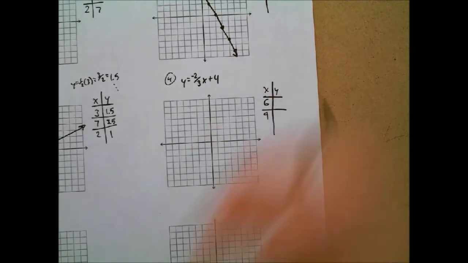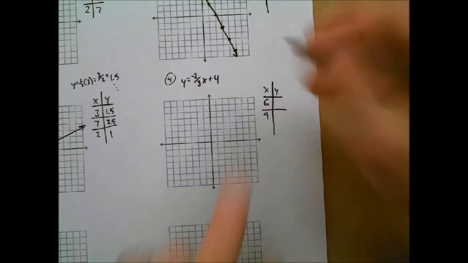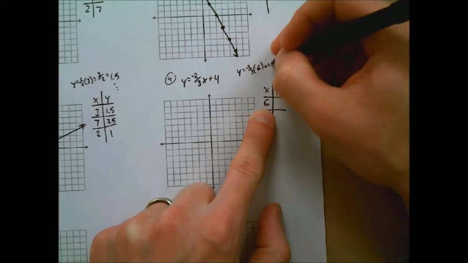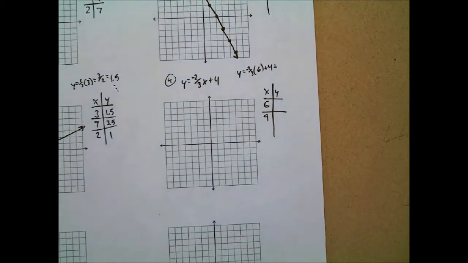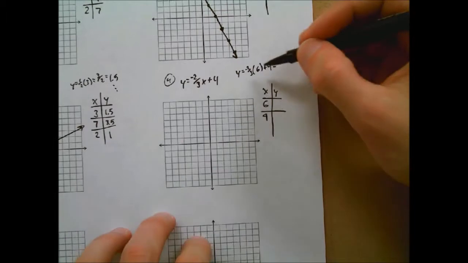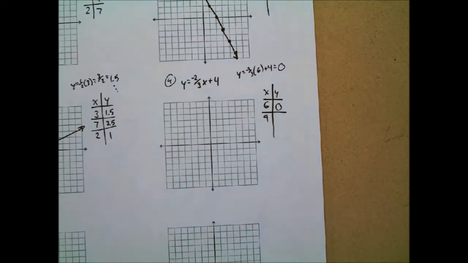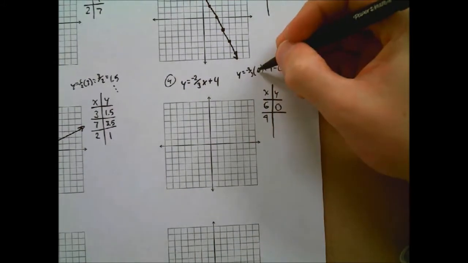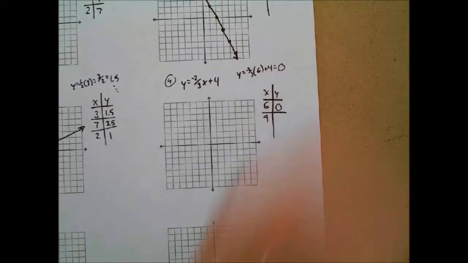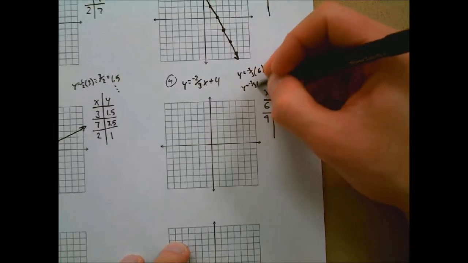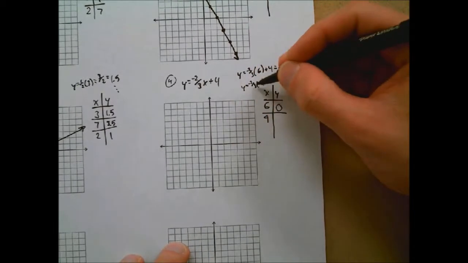Okay, so now here I'm going to plug it in. So y equals negative 2/3 times 6 plus 4. Your calculator, you can type this in, but this actually ends up being 0. Negative 2/3 times 6 is equal to negative 4, plus 4 gives you 0. Okay, 9 times negative 2/3. Well, 9 divided by 3 is 3, times negative 2 is negative 6, plus 4 would be negative 2.